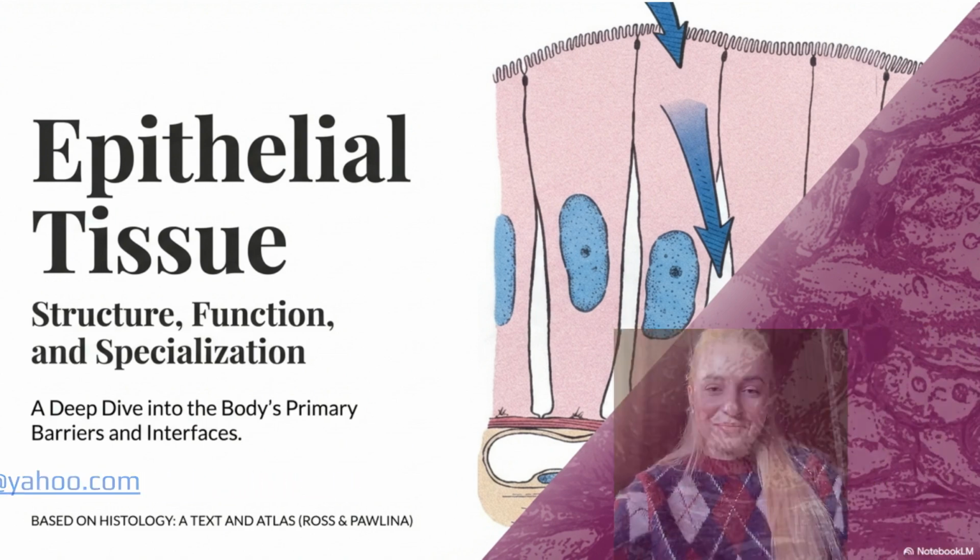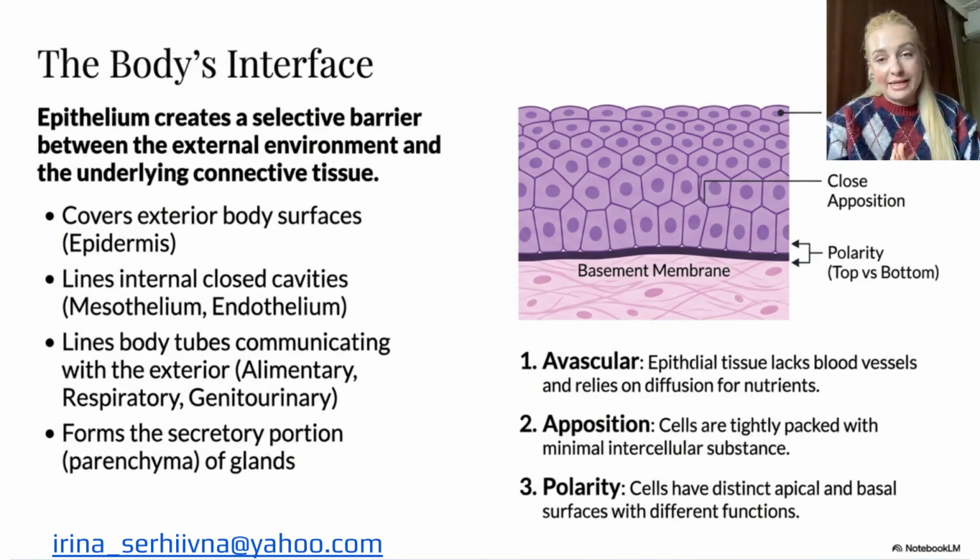So let's go. First things first, we need to understand that epithelia can be of two types, either lining or secretory. In this video, we'll be focusing on lining epithelia. It can line our external skin, the epidermis; it can line internal cavities, like mesothelium, or endothelium in blood vessels; or it can line our tubes and cavities inside our body, either in the gastrointestinal, respiratory, or genitourinary tract.